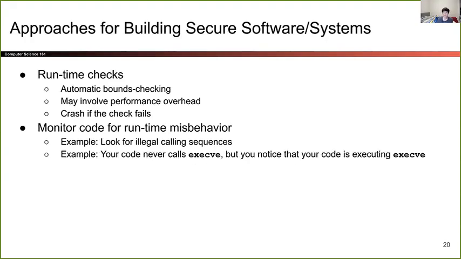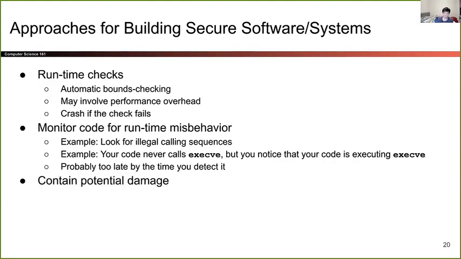Another example that you might have is, your code is never going to run a function called execv. It's a common function that's used in shellcode. But at some point you notice, this program called execv, this is probably an issue. And the issue here is that by the time you detect that your program is acting in a strange and probably malicious way, it's probably too late for you to stop it and some damage has already been done. But if you catch it, you probably want to crash the program.